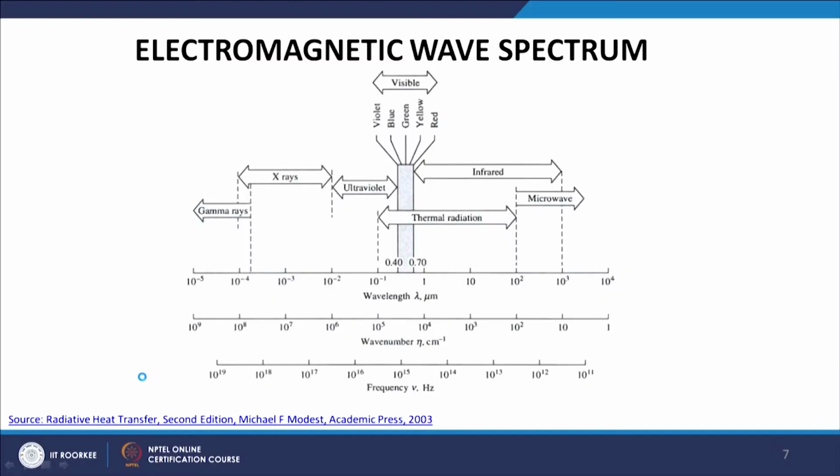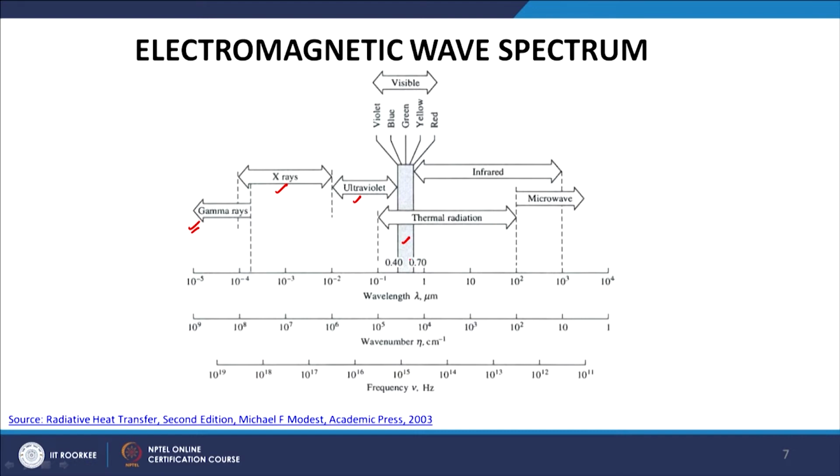So, this is basically a spectral distribution of the electromagnetic spectrum. The shortest wavelength is the gamma rays. So, on the left, the shortest wavelength, the most energetic photons are gamma rays, followed by X-rays, ultraviolet, then visible.